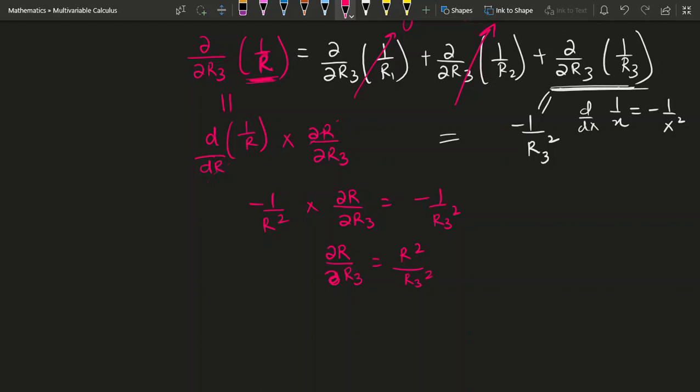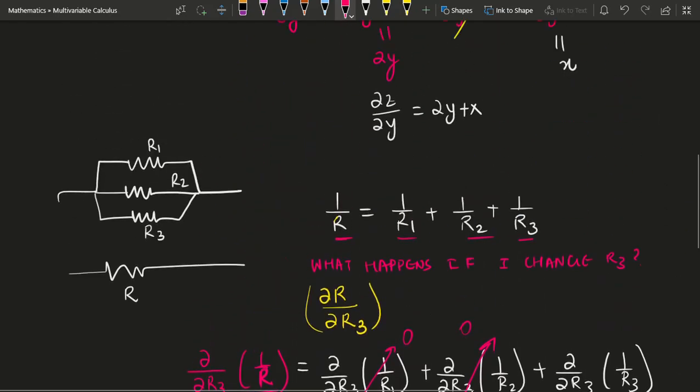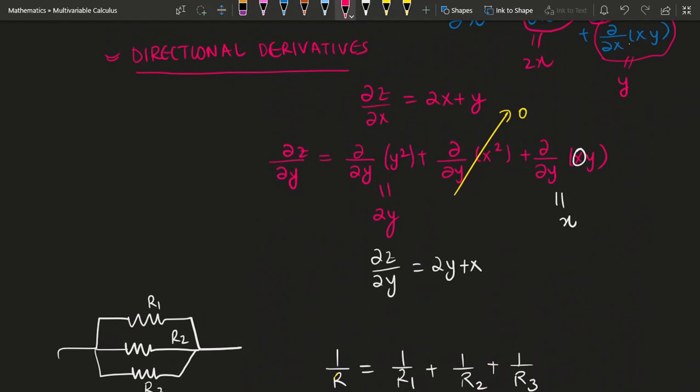So that's the basic idea behind partial derivatives. Now we will continue building this idea throughout the next few videos, and I'll see you in the next one.